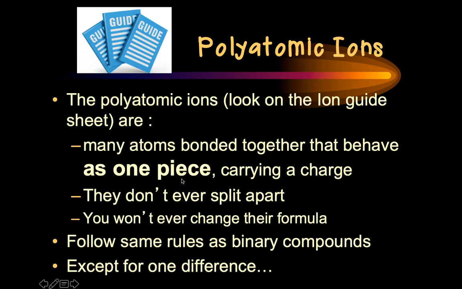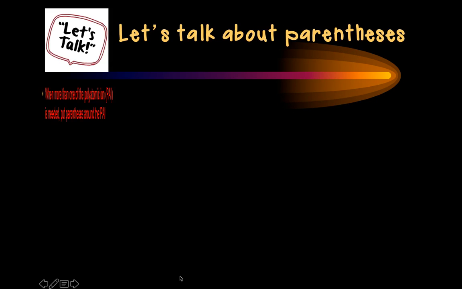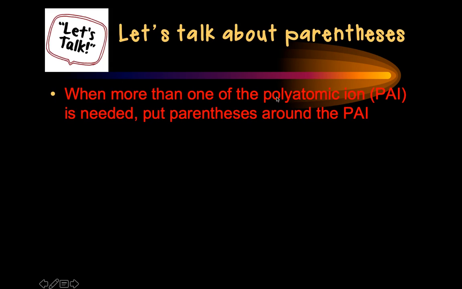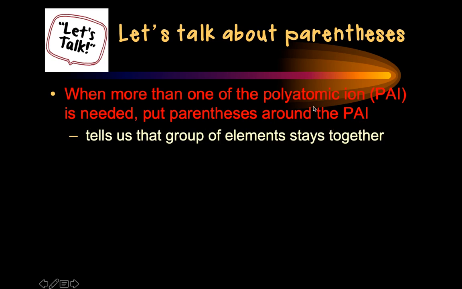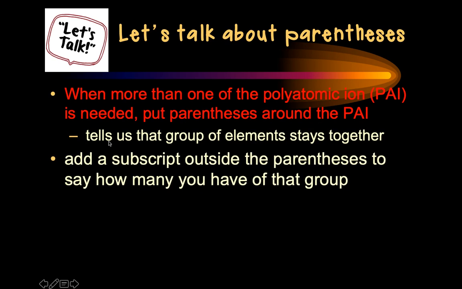When you write the formula, though, because it's many atoms behaving as one piece, there's one tiny difference we have to add, and it's parentheses. So go ahead and write this down. When there's more than one of a polyatomic ion, you put parentheses around that polyatomic ion to keep it together. The point of the parentheses is that it shows you that that group of elements stays together. You put a subscript on the outside of the parentheses if you have two or more of that group. Remember, ones are implied, so you wouldn't need any parentheses.